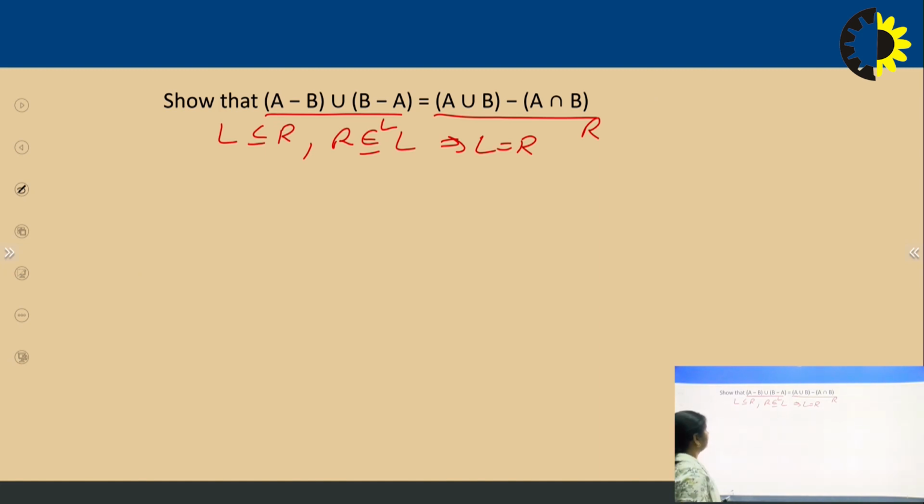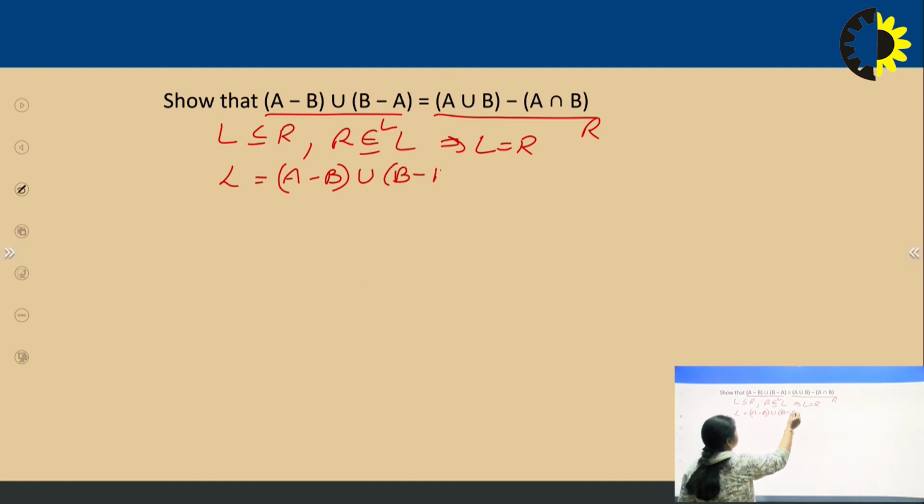So let us take our left hand side. What is our left hand side? A minus B union B minus A. To show this, we will use the same way of doing. We will take one element of L and show that that element is present in R also. It means if I take any element of L, I will find it in R, so it is a subset. So I am taking one element from the left hand side. Let me say X belongs to L.